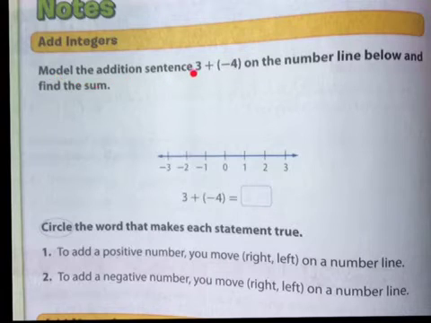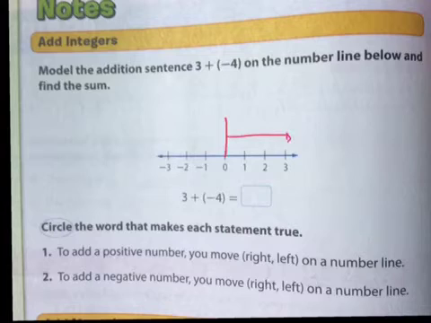Model the addition sentence 3 plus negative 4 on the number line below and find the sum. So we always start by counting from 0. Don't forget. And we have 3. So we move 3 from 0, we move 3 to positive, so we go all the way to here, right? There we go, to 3.